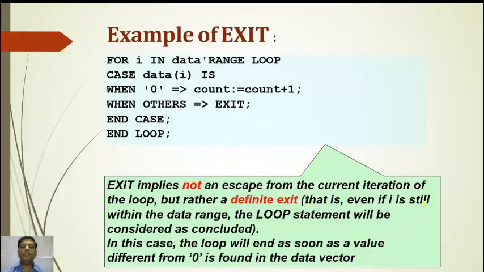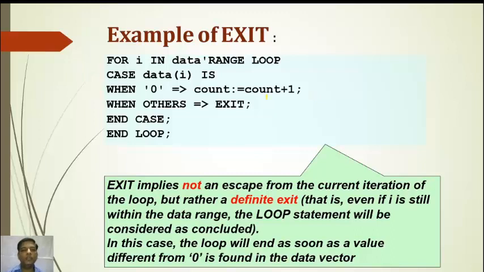That is, even if I is still within the data range, the loop statement will be considered as concluded. In this case, the loop will end as soon as a value different from 0 is found in the data vector. When 0 => count := count + 1; when others => exit.